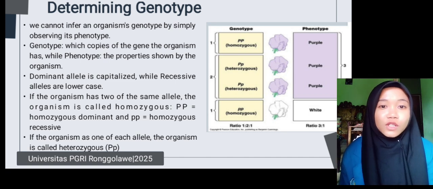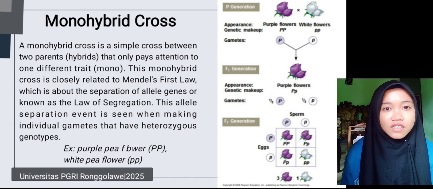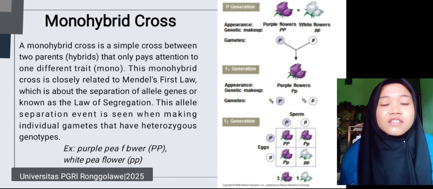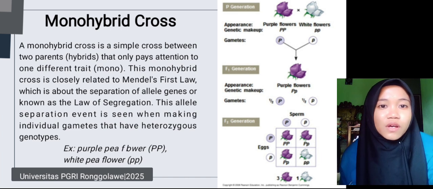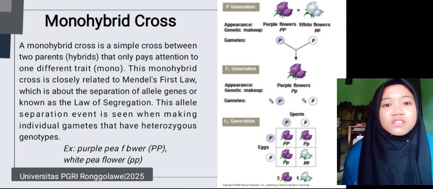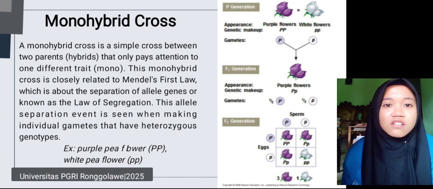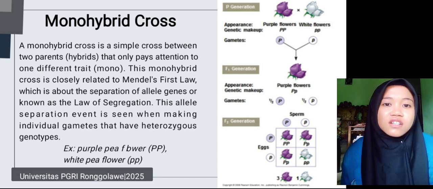A monohybrid cross is a simple cross between two hybrid individuals that only pays attention to one different trait, mono. This monohybrid cross is closely related to Mendel's law, which is about the separation of alleles, known as the law of segregation.